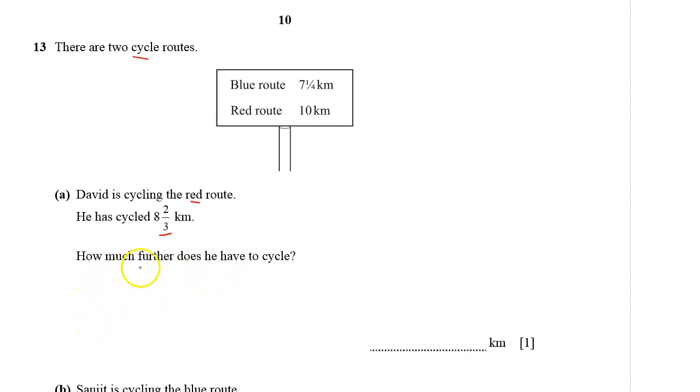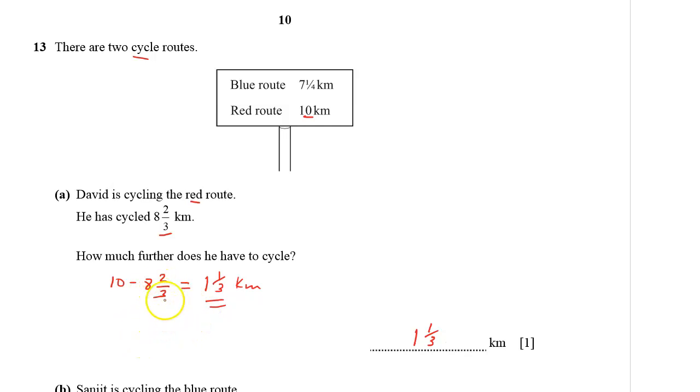Of course, you get the difference between 10 and how much he has already cycled. So it is going to be 10 minus 8⅔, not ¾. And therefore, this will basically give us 1⅓ kilometers to go. So 1⅓ kilometers to go.